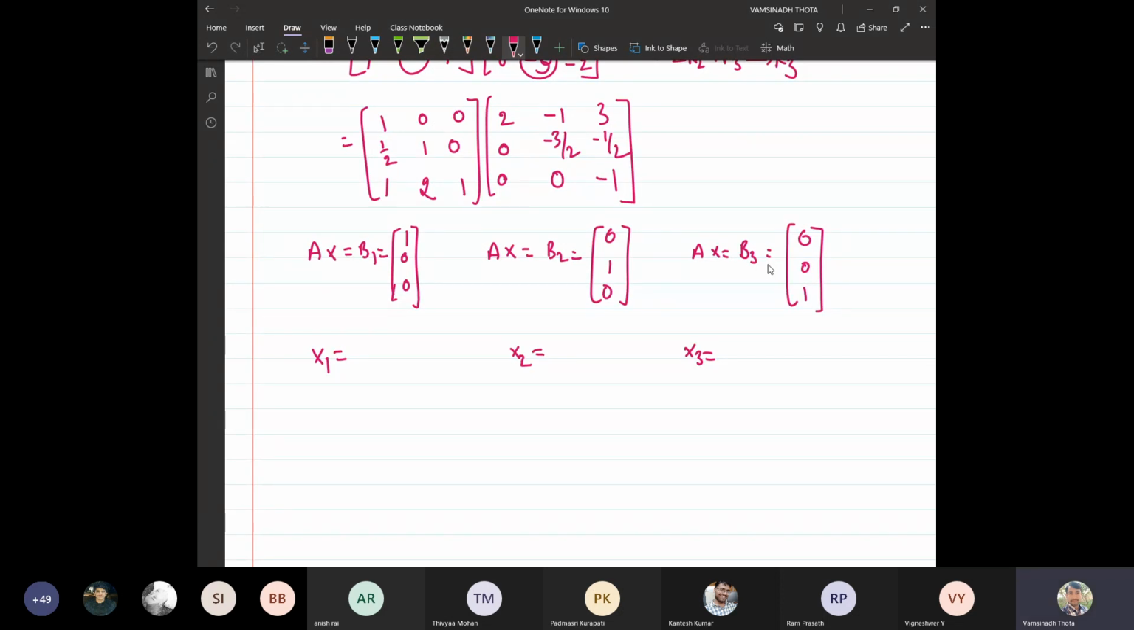L is there, U is there. What do you need to solve? Only this. You need to solve only one system. 2 or 3 systems you need to solve.